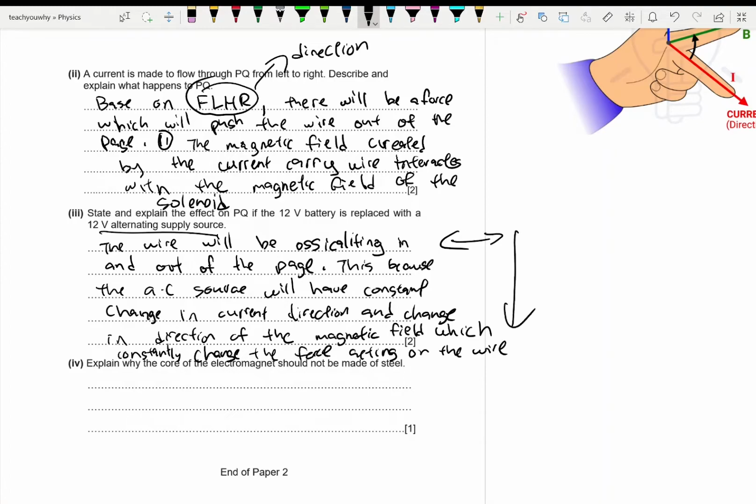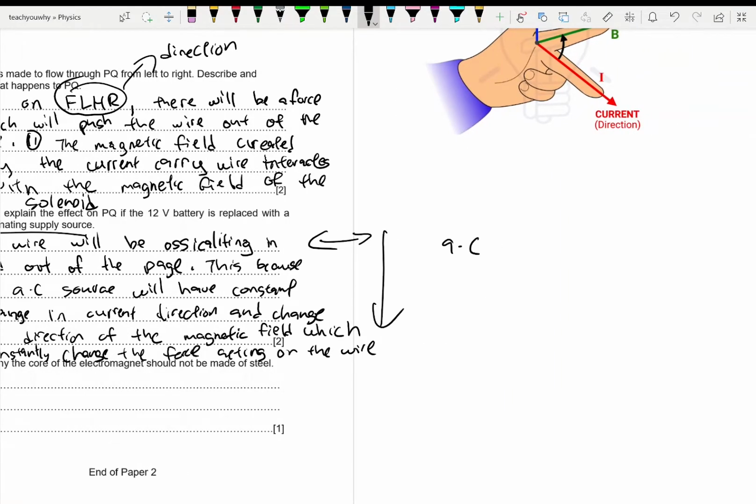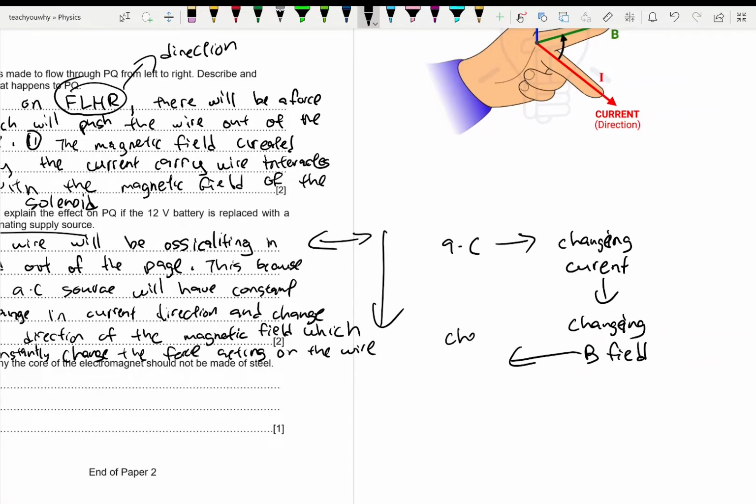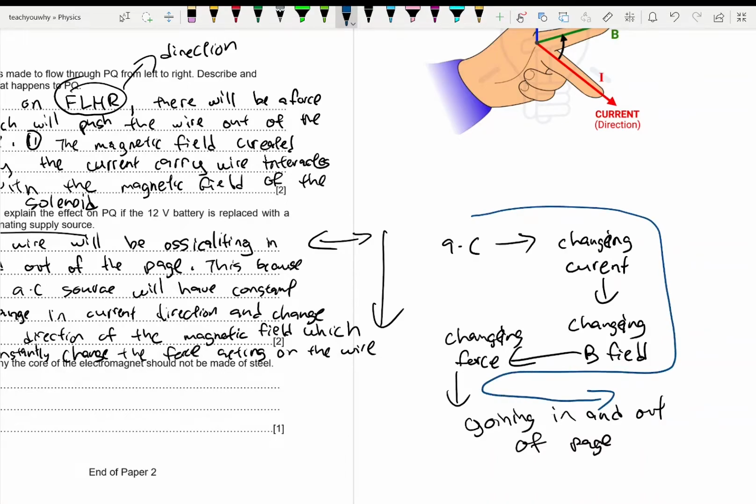Okay, so what am I trying to say here? I'm trying to say that AC creates a changing current, and then the changing current results in a changing B field, and the changing B field results in a changing force, therefore going in and out of page. Okay, so this is my sequence of explanation why. All right, next one.